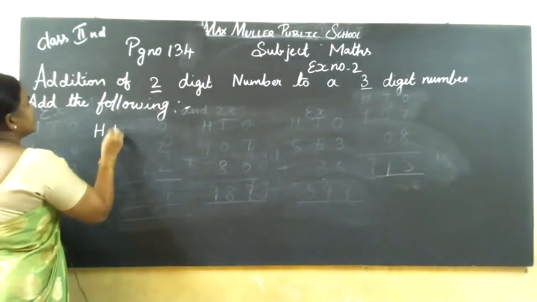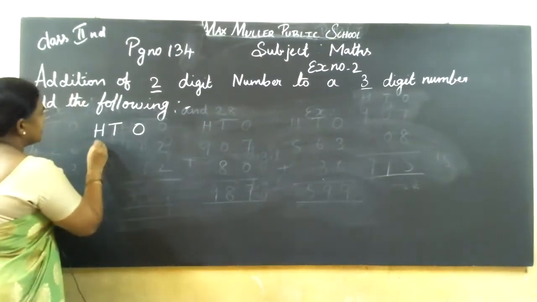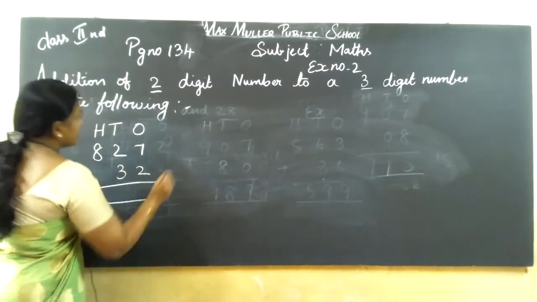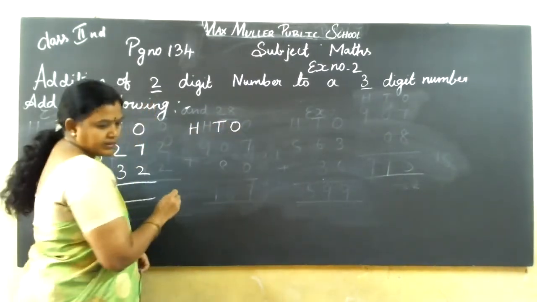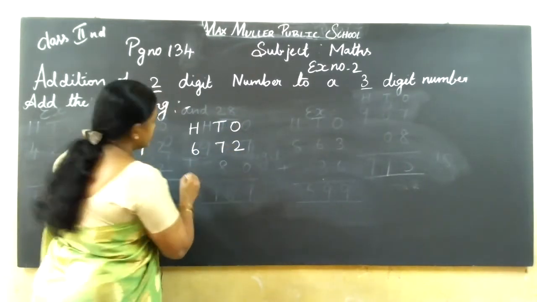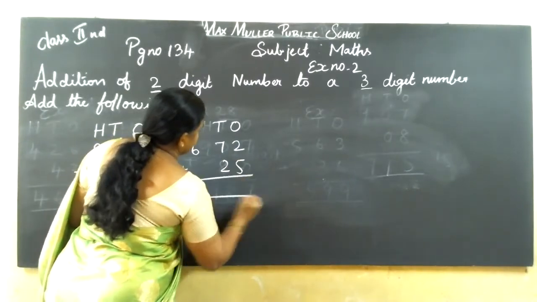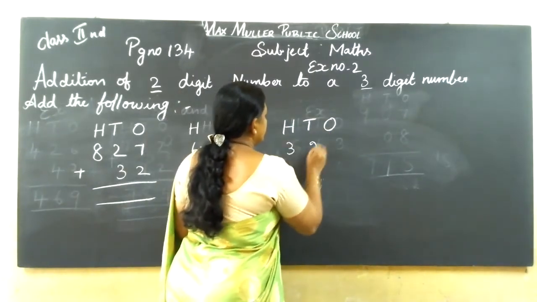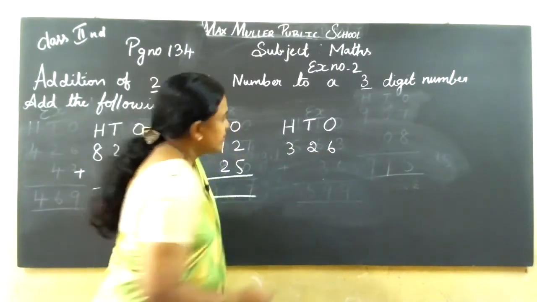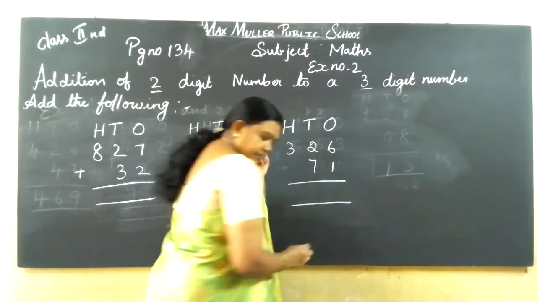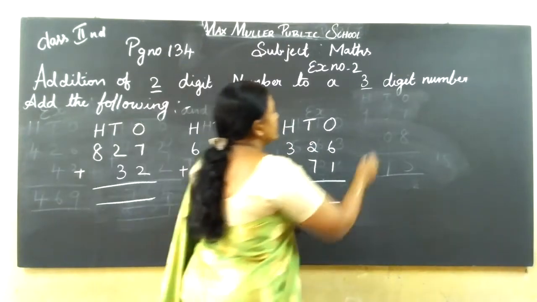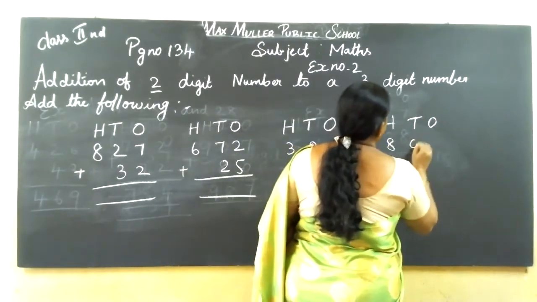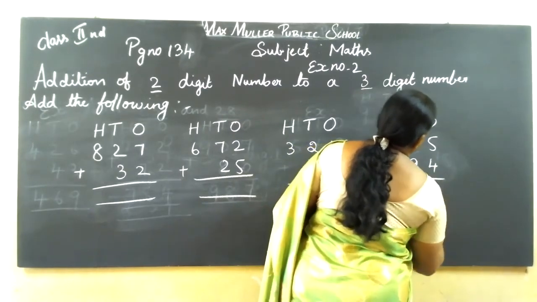Second one, go to page number 134. 827 plus 32. 672 plus 25. 326 plus 71. Now fourth sum. 805 plus 94.